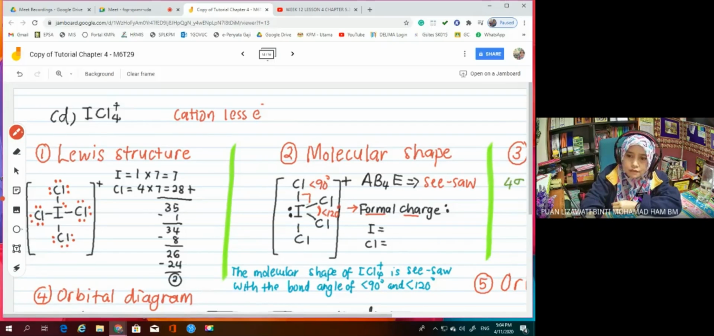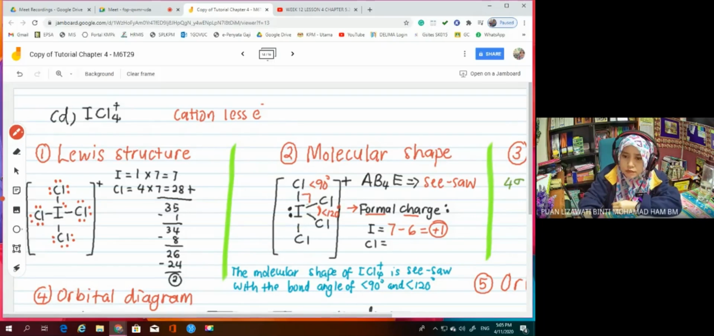So we have to calculate the formal charge in order to identify the position of the positive charge here, whether it's located on the I atom or at the Cl atom. So we calculate. Iodine has 7 electrons. Look at the Lewis structure. For the bonding pair we just count 1. So 1, 2, 3, 4, 5, 6. So 7 minus 6 is equal to positive 1. So the positive charge here is located on the I atom.